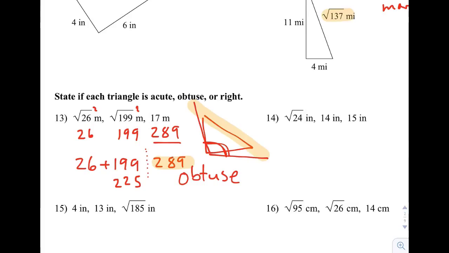Again, same thing applies to all these. You're going to want to square each of them. The longest side is going to be your potential hypotenuse. Take your two short sides, add them up. If the supposed hypotenuse is too big, then it's obtuse. Too small, it's acute. Just right, it's a right triangle.